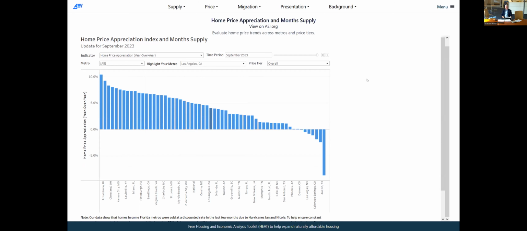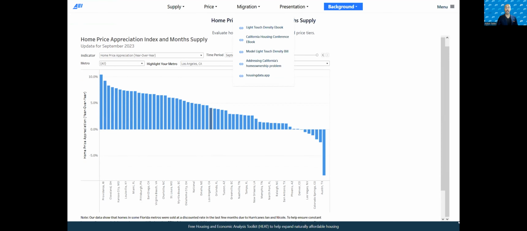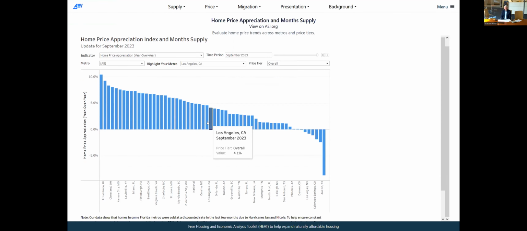Did LA get highlighted? Is that it there? Yes. Okay, can you hover over LA? There we go. So LA in September had slightly a bit below average. I think for the month of September nationally it was 4.8%. LA is at 4.1%, which, given everything that happened with the run up in prices and the run up in interest rates, LA is still experiencing roughly normal house price appreciation.